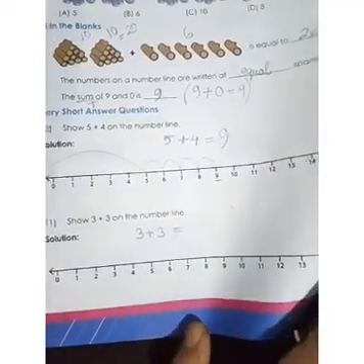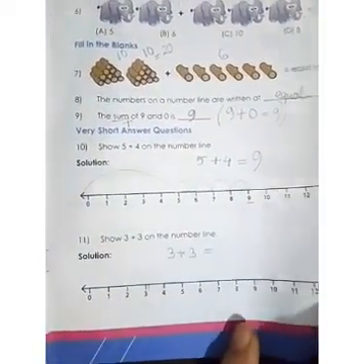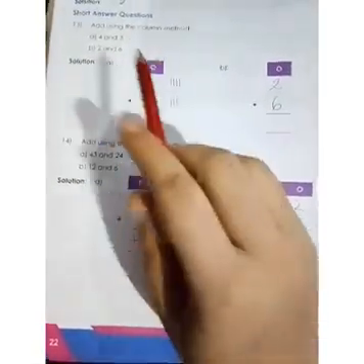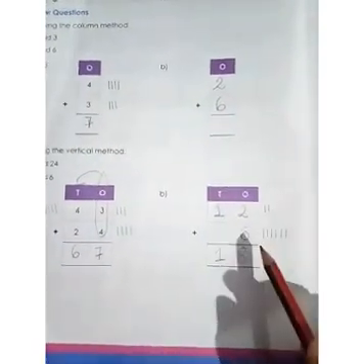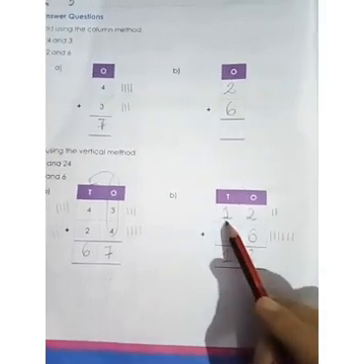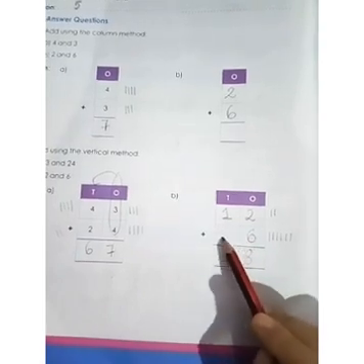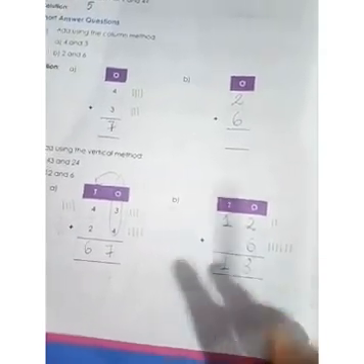Here is a number line. The sum of 9 and 0, that means any number we add with 0 we get the same answer. Okay, these are the column method of 1-digit and 2-digit numbers. Sometimes you have to place the number by yourself if it is not given. Here it is an addition of a 2-digit and 1-digit number. If it is a 1-digit, this will remain blank. So the 1 will come down here.